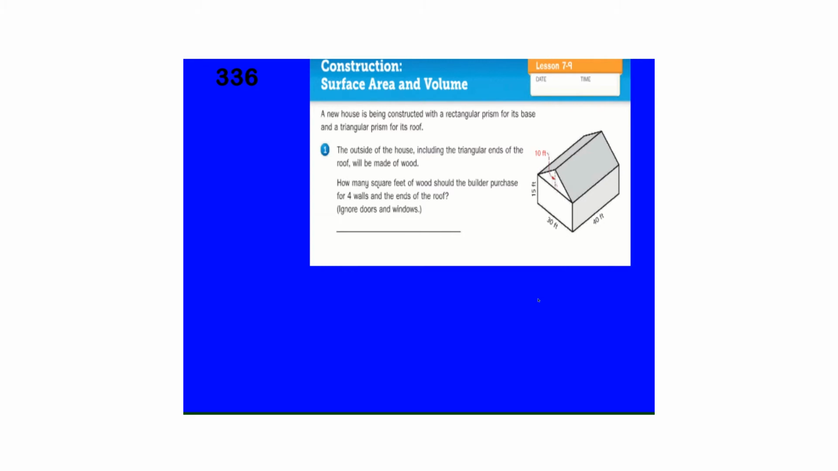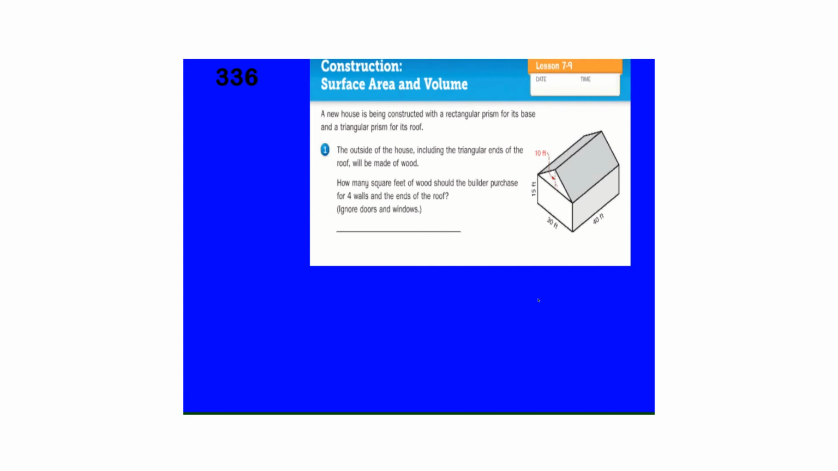Okay, the new house is being constructed with a rectangular prism for its base and a triangular prism for its roof. The outside of the house, including the triangular ends of the house, the roof, will be made of wood. How many square feet of wood should the builder purchase for the 4 walls and the ends of the roof?